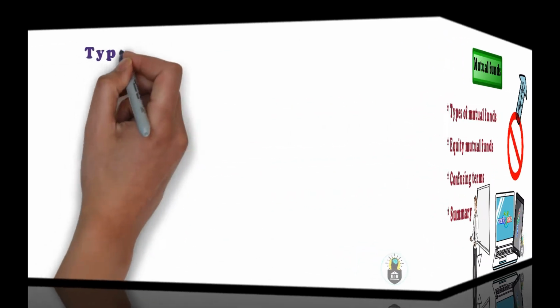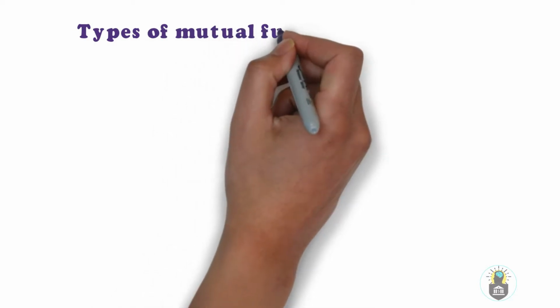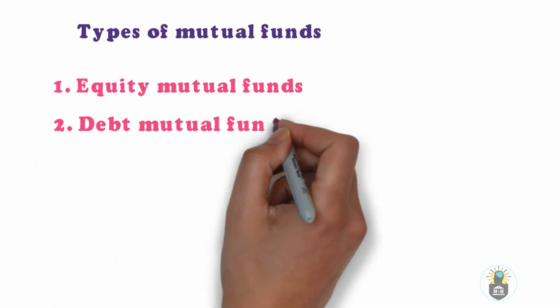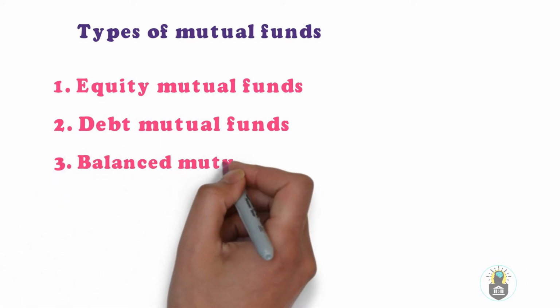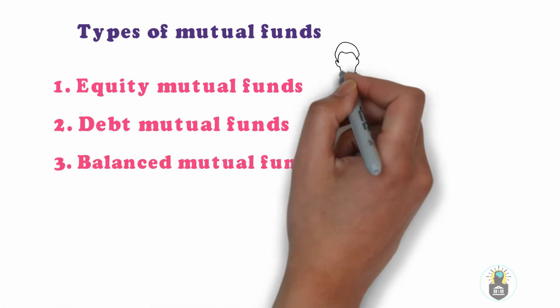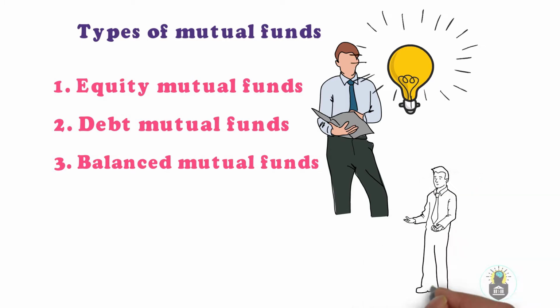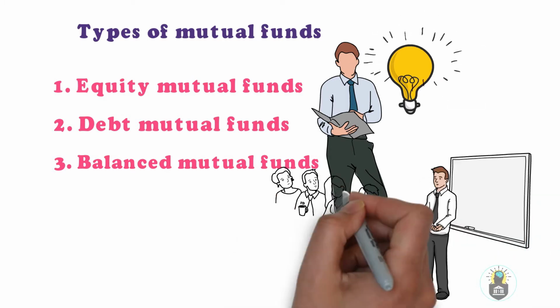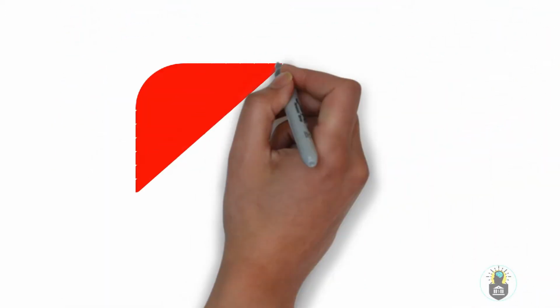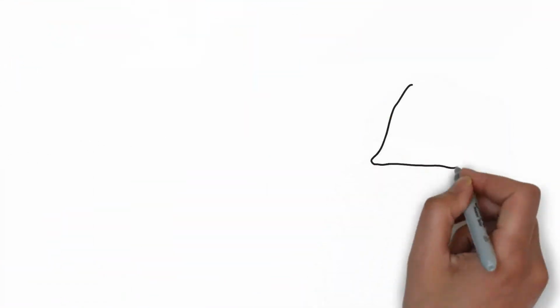So let's start. Mutual funds are categorized into three types based on the type of asset into which the pooled-in money is invested. They are equity mutual funds, debt mutual funds, and balanced mutual funds. We will see everything one by one. First, I will give an overview of each type of mutual fund to get some basic idea, and then we will try to discuss each category as much in depth as possible in upcoming videos.